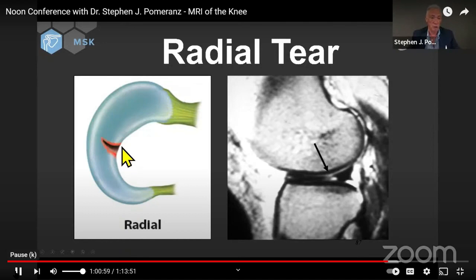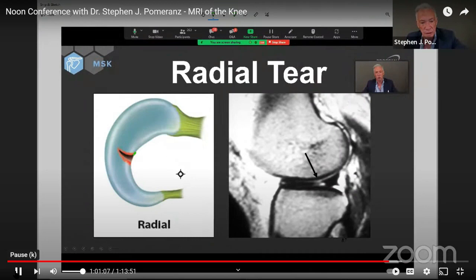But the ones that are worse are the ones that go through all three thirds. The ones that are worse are the ones that have a fair amount of gapping at their base. 8, 10, 12, 16 millimeters of gapping. So that's how you decide whether you're going to intervene upon a radial tear in concert with clicking and locking. It used to be said that every radial tear needs to be fixed. I think the orthopedic community has migrated away from that particular statement.